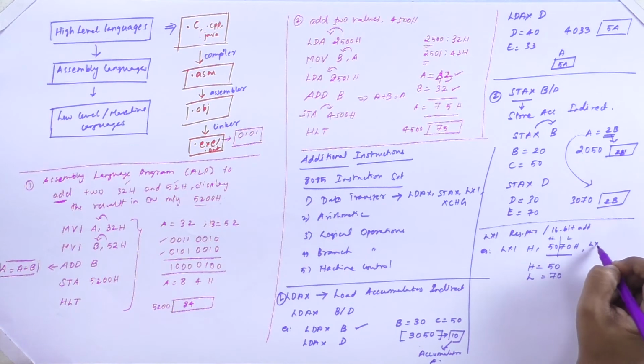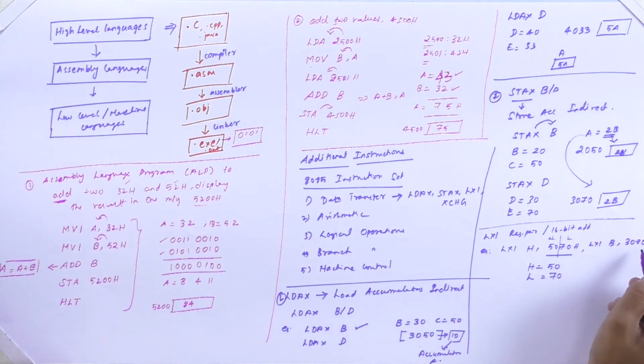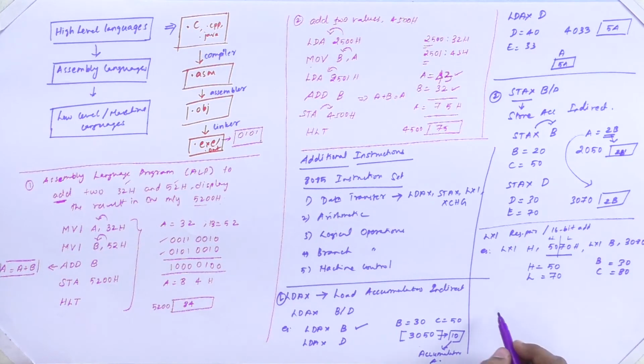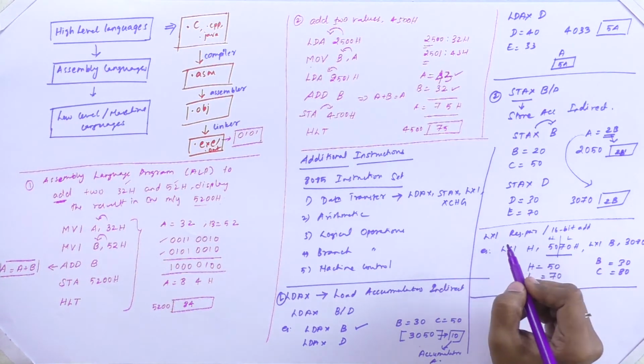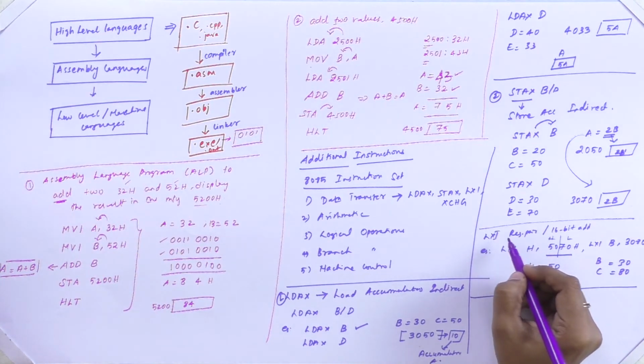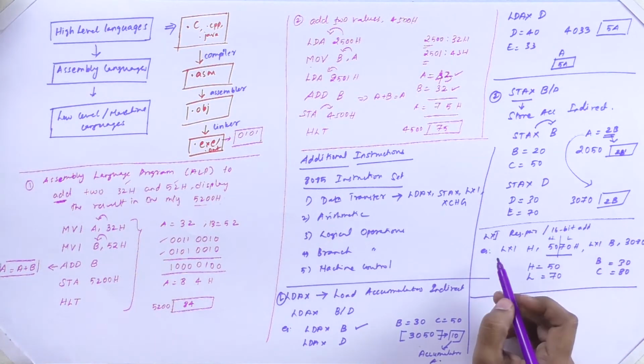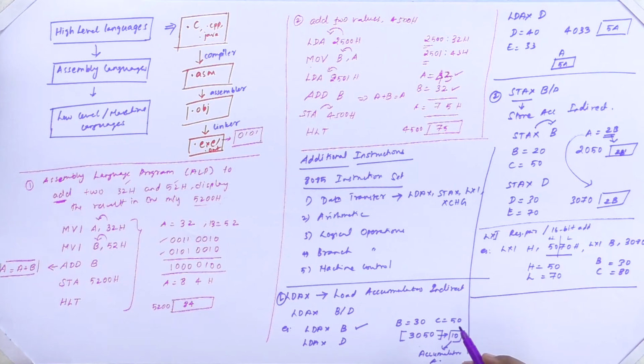Another example is LXI B, 3080. If you execute this instruction, then the lower value 80 will be copied to C register and the value 30 will be copied to B register. So this is the function of LXI, that is load register pair immediate. I refers to immediate.